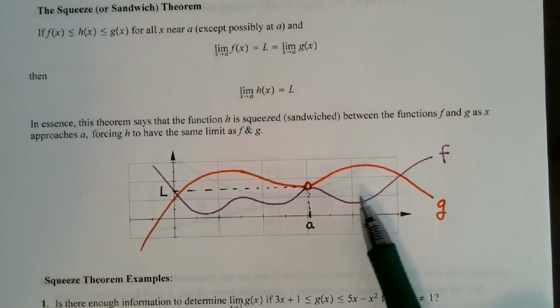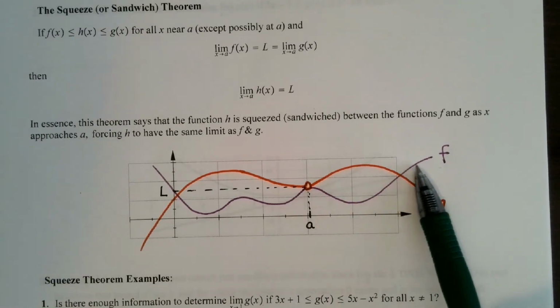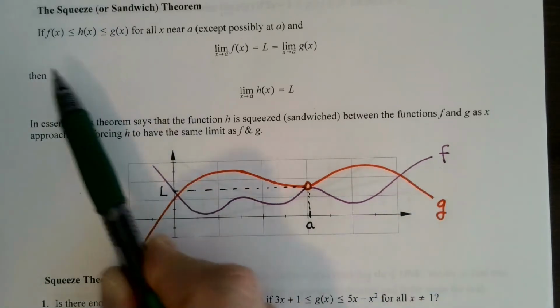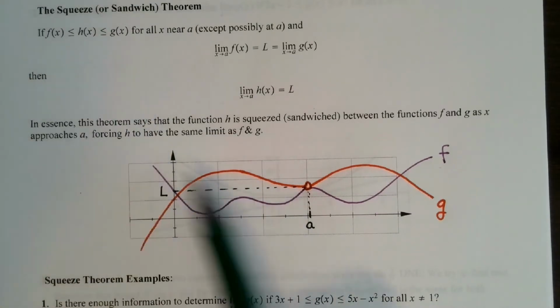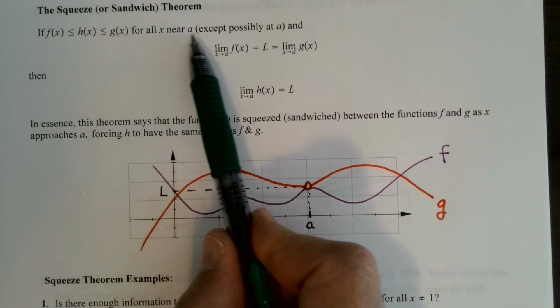You say, wait a minute, look how you drew this graph. Over here, you've got the purple f graph above the red g graph. So f is now above, is greater than g of x. This says f of x is less than or equal to g of x. Did I mess up my drawing? No. For all values of x near a.